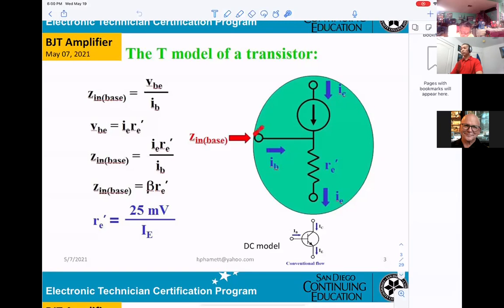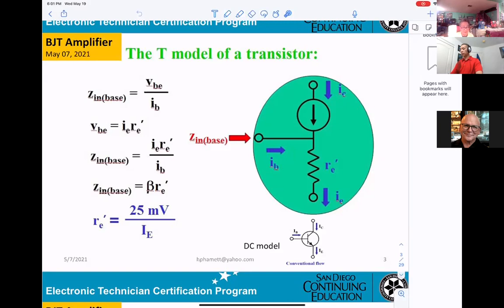So if I say I want VB, that means you measure from the base to the root. VC means from C to the root. Or VE, that means from the emitter to the root. Okay? And now if I say I want the input resistance from the base, R in base, then that will be measured from the base to the root, okay?